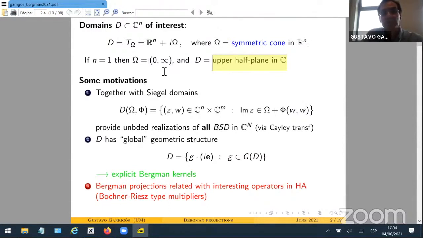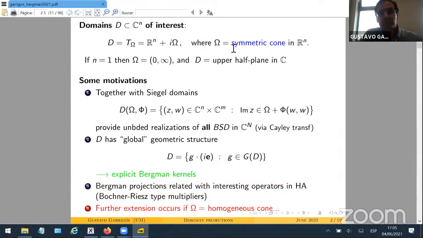The Cauchy projection gives an operator which in R^n is no longer bounded when p is different than 2, because the multiplier it has is the characteristic function of the cone. So if the Cauchy projection doesn't work in higher dimensions, you can look at Bergman projections. And in this case, the multiplier is smoother and it looks more like a Bochner-Riesz multiplier in harmonic analysis. So these operators, the Bochner-Riesz multiplier operators, are a very interesting family from the point of view of harmonic analysis. So to understand this connection was one of the objects of this research.